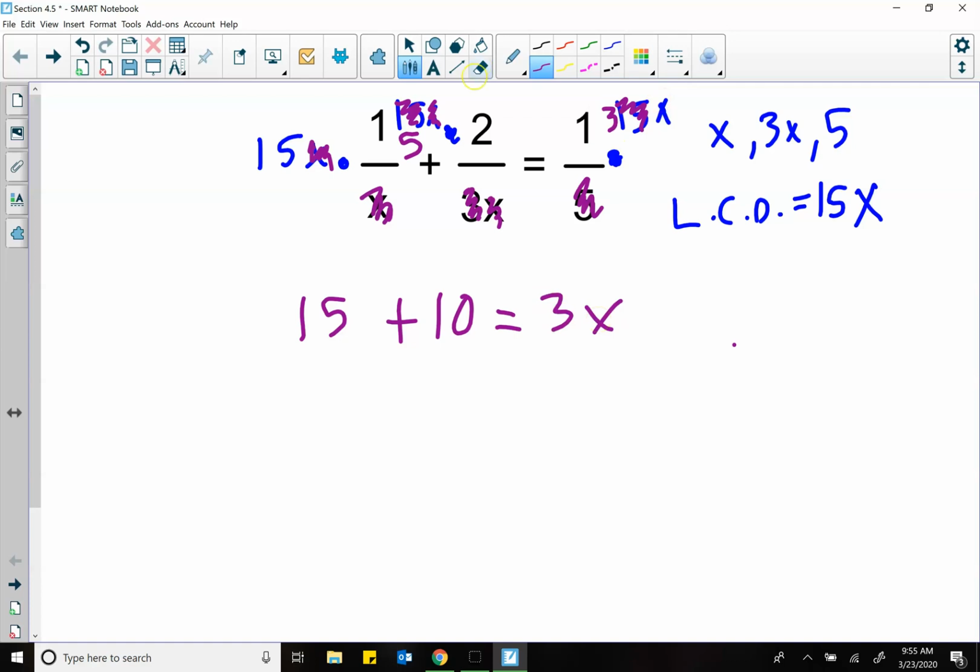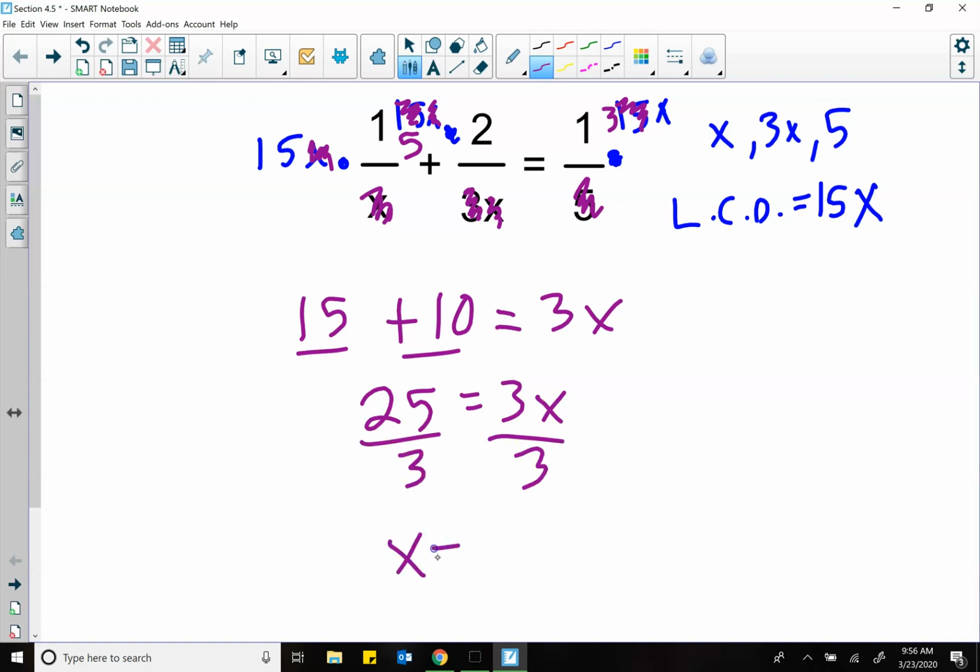Now this is really easy to deal with. Okay, we can definitely solve this. So let's go ahead and just solve the rest of the equation. We're going to put like terms together. So 15 and 10 give me 25, equal to 3x. So then all we got to do now, divide by 3, divide by 3. x is equal to 25 over 3.